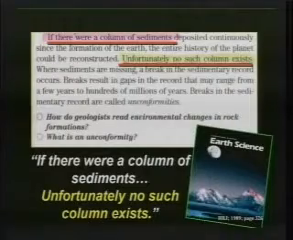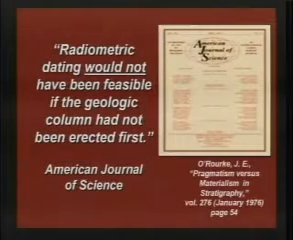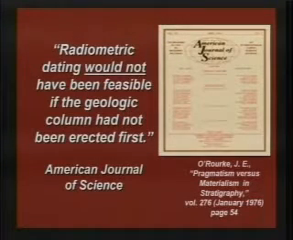This textbook admits if there were a column of sediments, unfortunately, no such column exists. How sad. Listen to this carefully from the American Journal of Science. Think about what they are saying. The radiometric dating would not have been feasible if the geologic column had not been erected first. Well, what does the non-existent geologic column have to do with the scientific isotope dating methods? The radiometric dating techniques don't work. They pick the date from the geologic column, which doesn't exist.